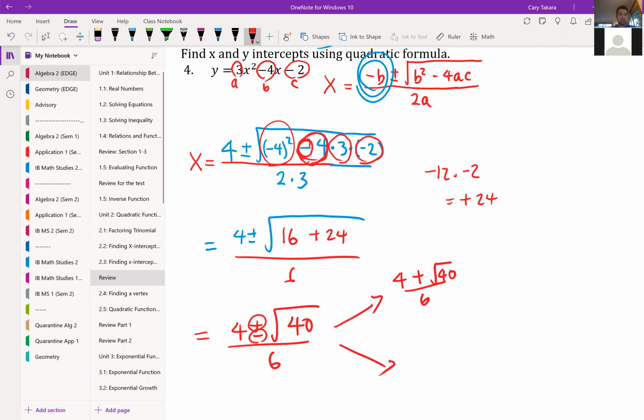4 plus square root of 40. And I usually press enter, and then divide by 6. And I get 1.7, okay? 1.72, let's say. And the other solution is 4 minus square root of 40 over 6.